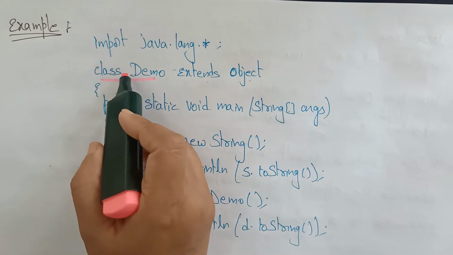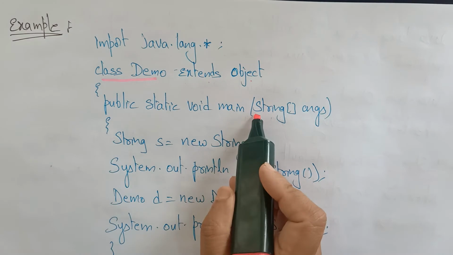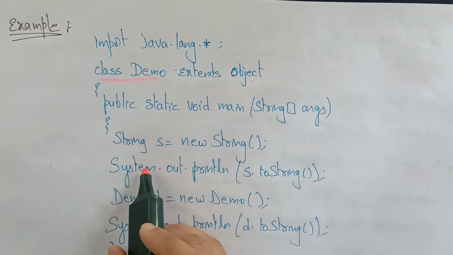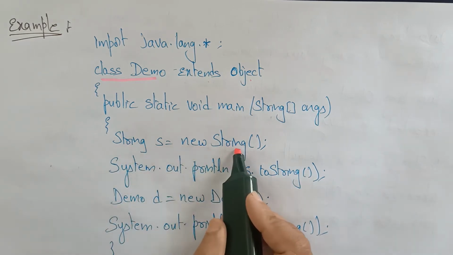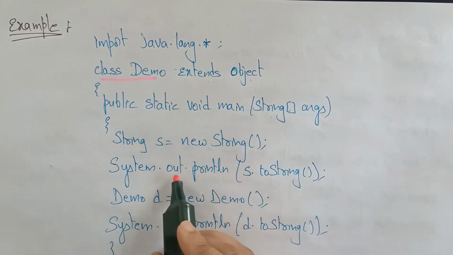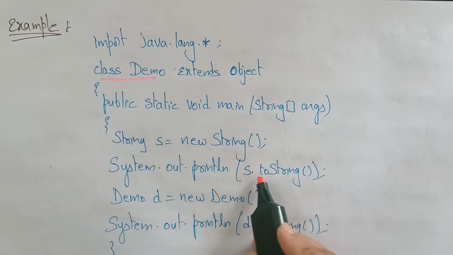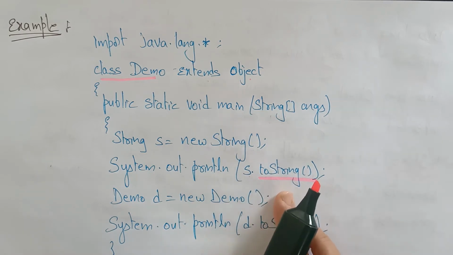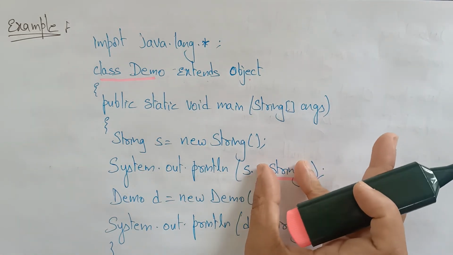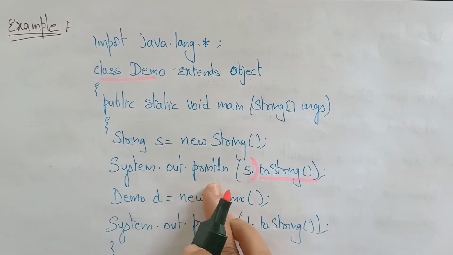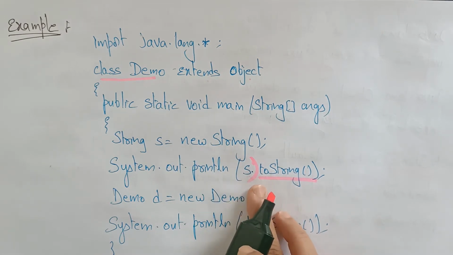So class demo is loaded. It takes the features of the Object class by extending it, and the main method is executed. Now a String class object is created: String s = new String. Then System.out.println. So far we have taken only s, but implicitly it is taken as s.toString. You are not mentioning this, you are simply writing System.out.println(s) only. But implicitly the compiler will take s.toString.